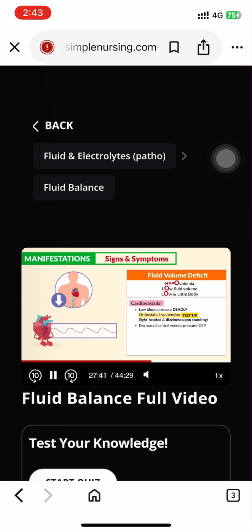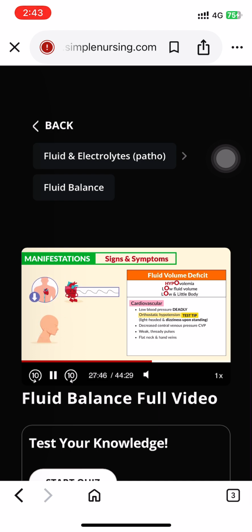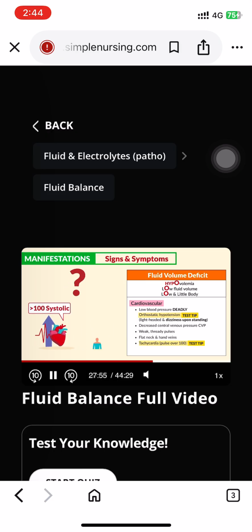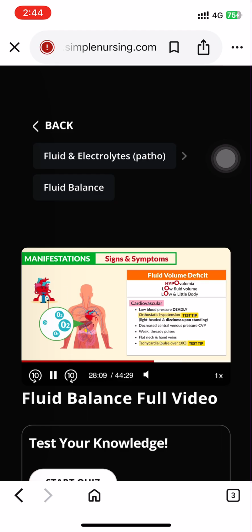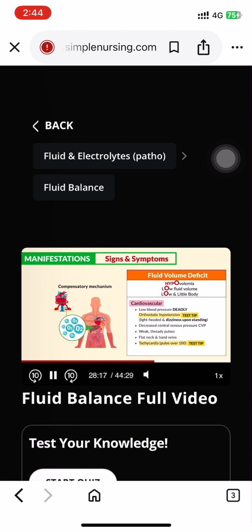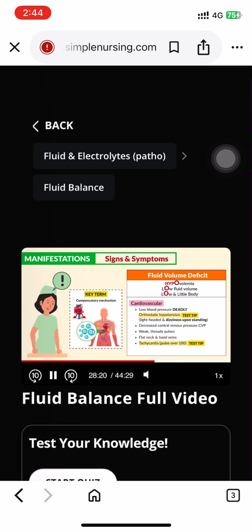Now we also see decreased central venous pressure, that CVP, as well as weak, thready pulses and flat neck and hand veins, as well as tachycardia with a pulse over 100. Big test tip. So ask yourself, why is the heart rate high? Well, why though? This is because the body's trying to make up that decreased fluid volume by pumping the little blood it has at a faster pace all over the body to perfuse and oxygenate the tissues and organs. So the body's trying to compensate or balance itself out. This is what's called a compensatory mechanism, a big term that you will be hearing throughout your entire nursing career.